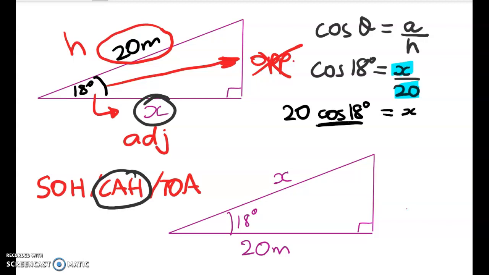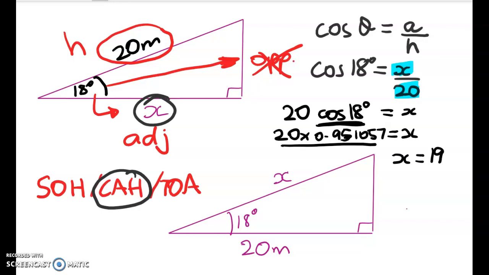So the cosine of 18 degrees, if you get that out of your calculator, you should see this number, 20 times 0.951057. So how long is side x? I'm just about running out of room. Well, when we multiply those together, we get x is equal to 19.02 metres. I'm going to round that to x is equal to 19 metres.